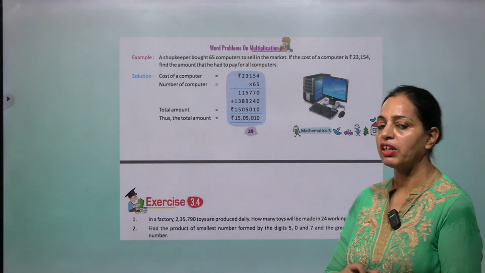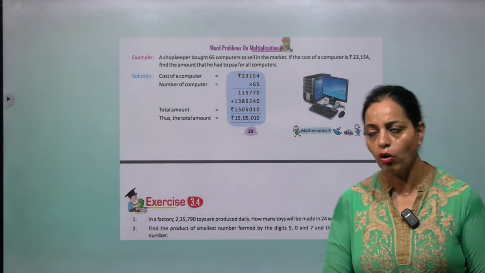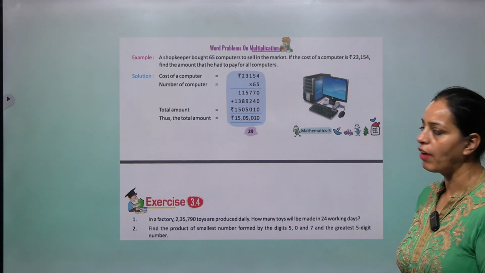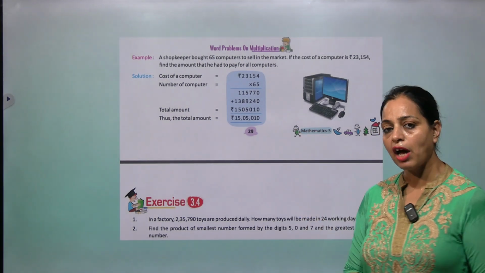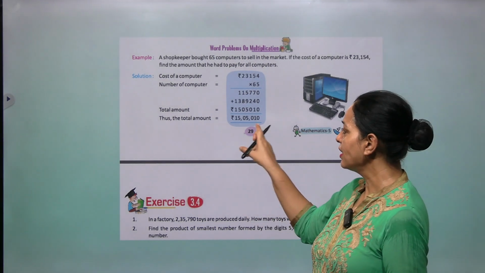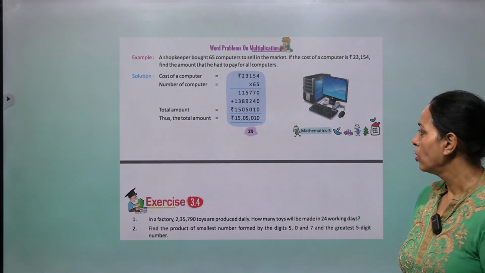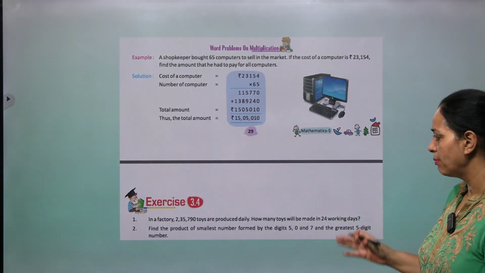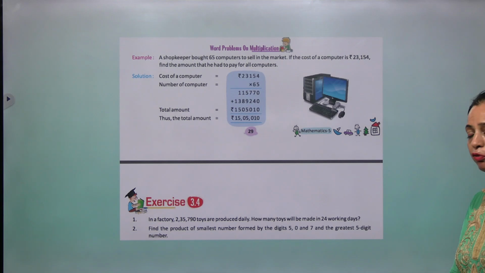It is given rupees 23,154 and number of computers 65. So multiply. You know very well how to multiply. So answer is this total amount. So it's very interesting. Similarly, we are coming to exercise 3.4.